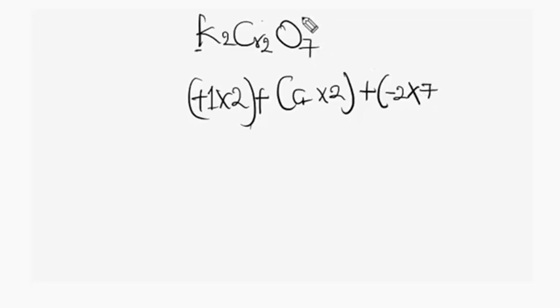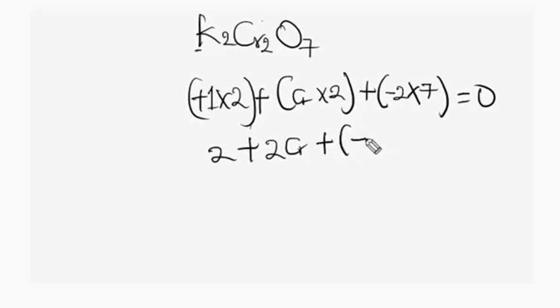You know that the valence of oxygen is -2, so that's -2 multiplied by 7 here, and we're going to equate this to 0. So 2 times 1 here will be 2, plus 2 times chromium will be 2Cr here, plus 2 times -2 times 7 will be a -14 here. So this will be equal to 0.